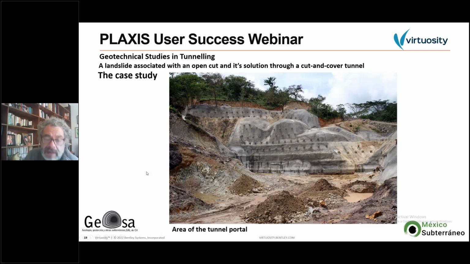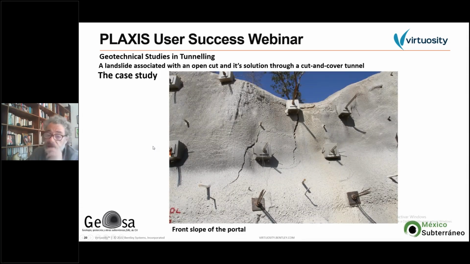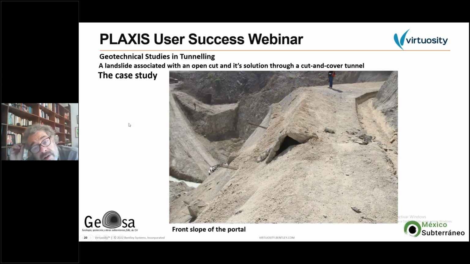Here is an aerial view of the area of the tunnel portal before it was excavated. Here we were at the middle of the excavation of the portal, and at this time we started to observe this damage in the front slope of the portal. All these cracks started to appear, as you can see here, and also we started to detect some movements and also these upheavings of some parts of the slope.